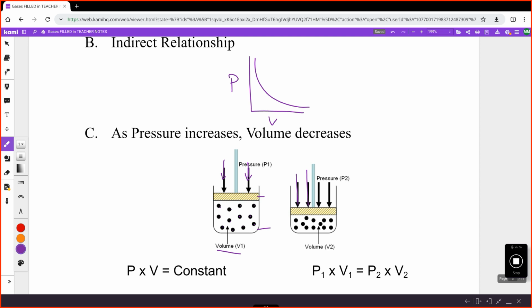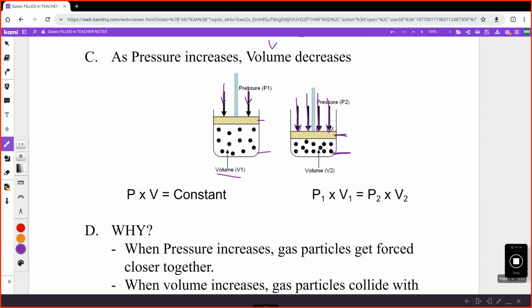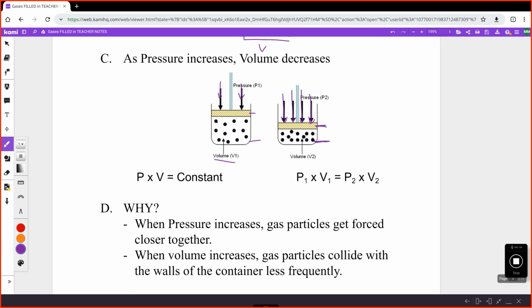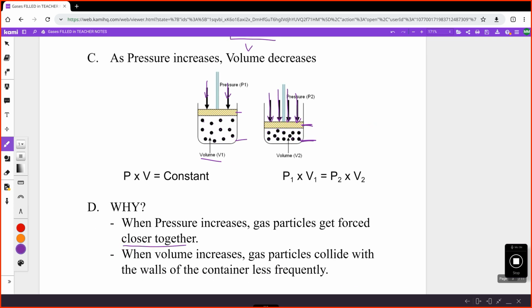When we add more pressure by adding more arrows, the same 12 gas particles just have to get forced closer together. And because they're getting forced closer together, the space that they take up decreases. So when pressure increases, you're just pushing the gas particles close together.